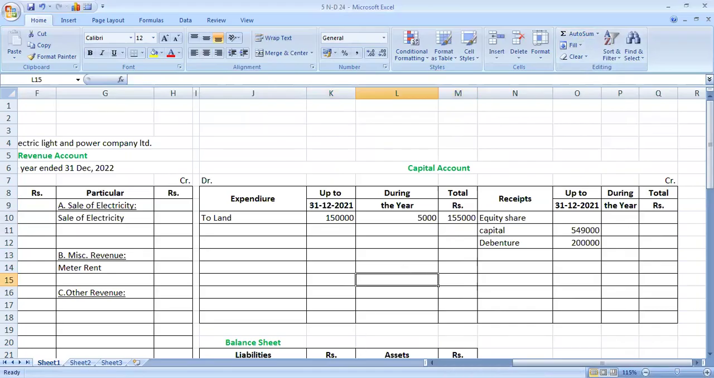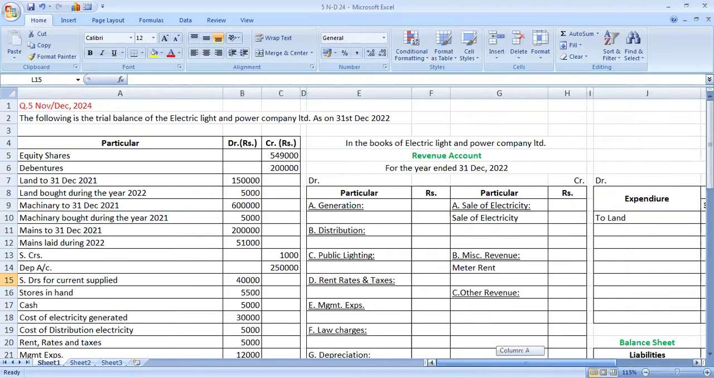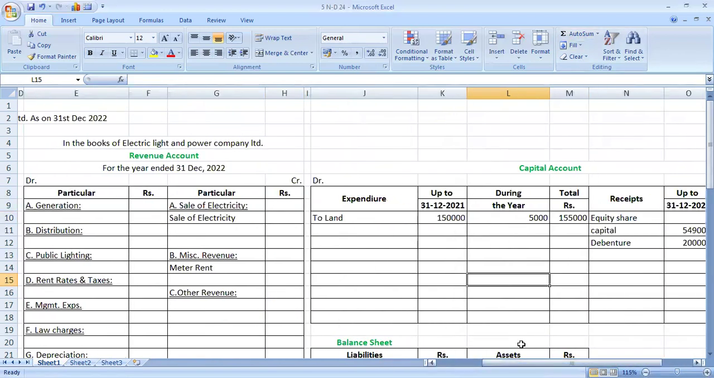Next item, machinery to 31st December 2021. This one goes to the capital account debit side or expenditure side, rupees 6 lakh to machinery, rupees 6 lakh.